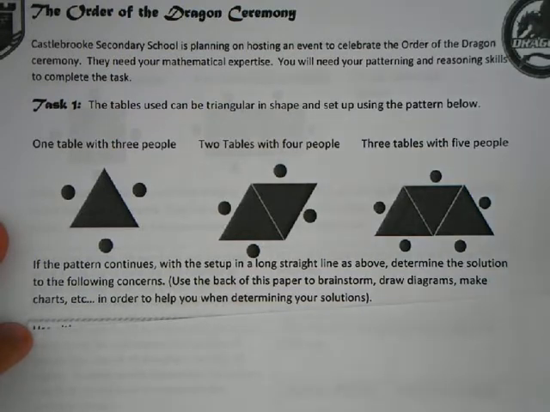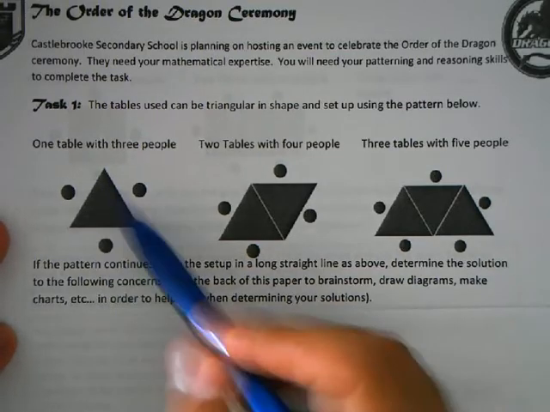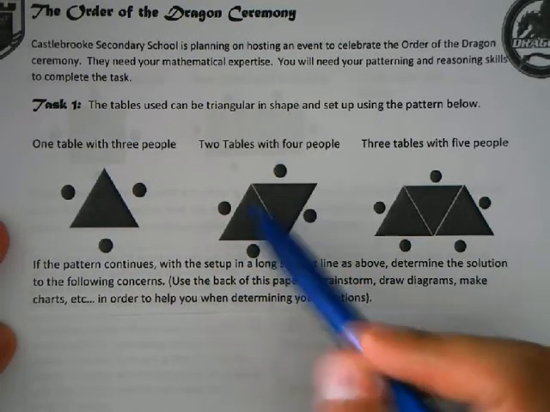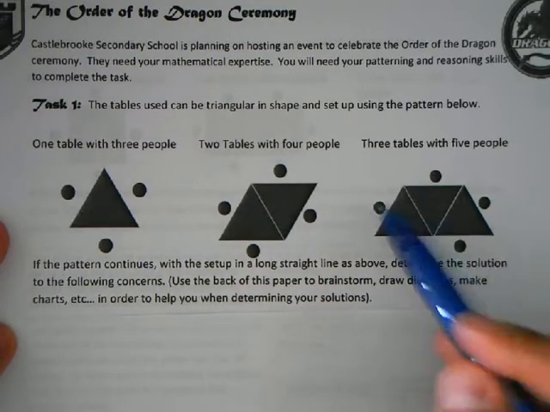Hi. So your task today is to look at a pattern to determine a relationship that'll help you set up a party for the Order of the Dragon ceremony. All right. So if we look at the pattern here, we have one desk with 3 seats. We have 2 desks with 4 seats, 3 desks with 5 seats.